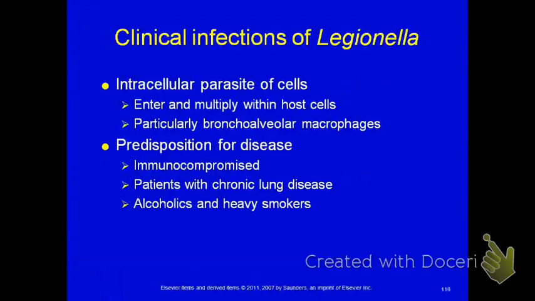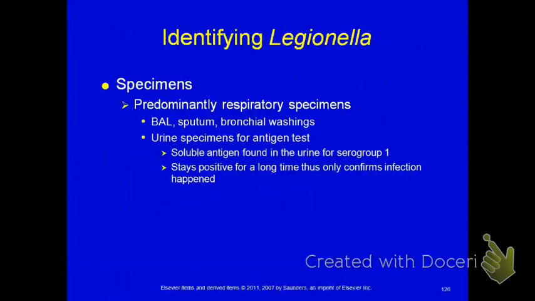Okay, so why do you call it an intracellular parasite? Because they can even divide within a macrophage. So I keep on mentioning this, the predisposing factors for the disease, so might as well skip on that. Specimen. Okay, so predominantly respiratory specimens: bronchoalveolar lavage, sputum, bronchial washing. Okay, if you want to do antigen testing, then a urine specimen would be very useful, particularly for the diagnosis of group 1. Okay, it stays positive for a long time, thus it only confirms infection had already happened.